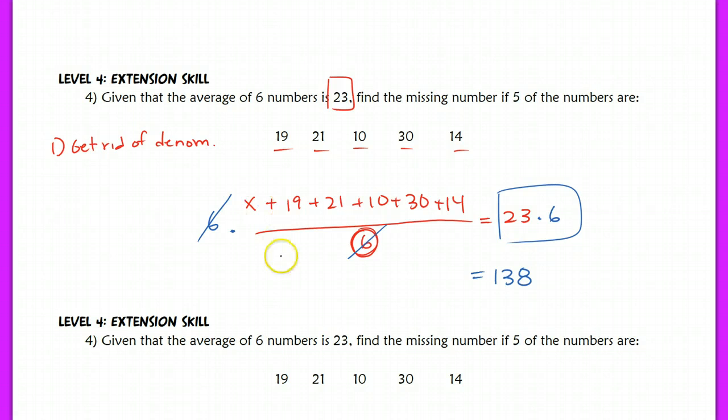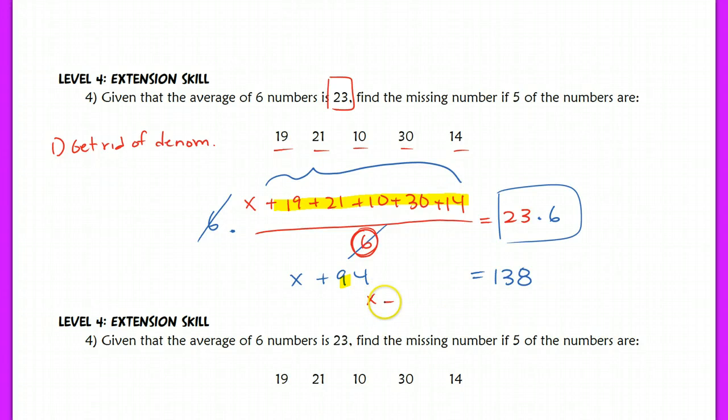Now on the other side, I'm going to add all of the like terms that I can combine here. 19 plus 21 plus 10 plus 30 plus 14 is going to give me 94. So I know I have a lot of space here, but these numbers all added up to 94. So now I'm left with x plus 94 equals 138.